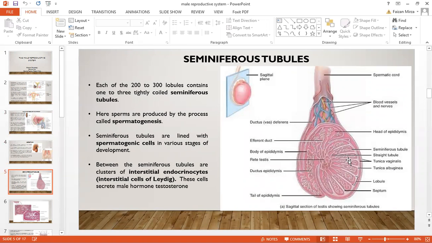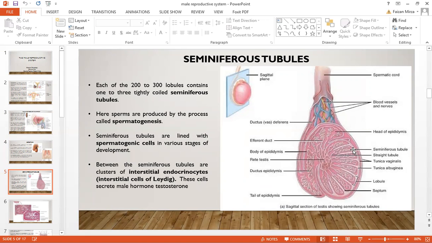When we are discussing the cut section of the testes, you can see this is the testes. It is divided into various lobules. This is the tail of the epididymis here. You can see the septum that separates one lobule from the other. Inside, you can see the ductus epididymis. From the ductus epididymis, various tubules keep on dividing to form other parts. This is the tunica albuginea, which separates each lobule from one another.